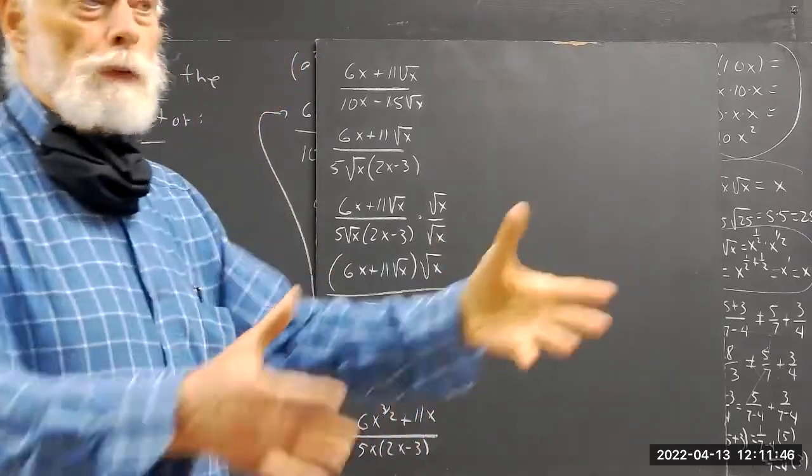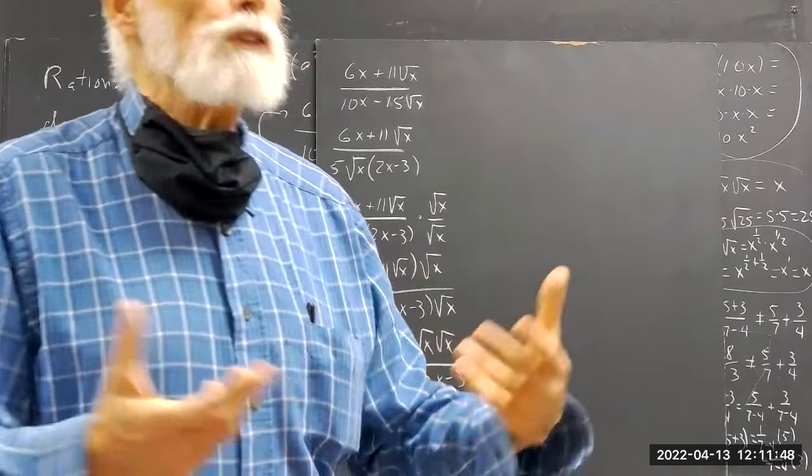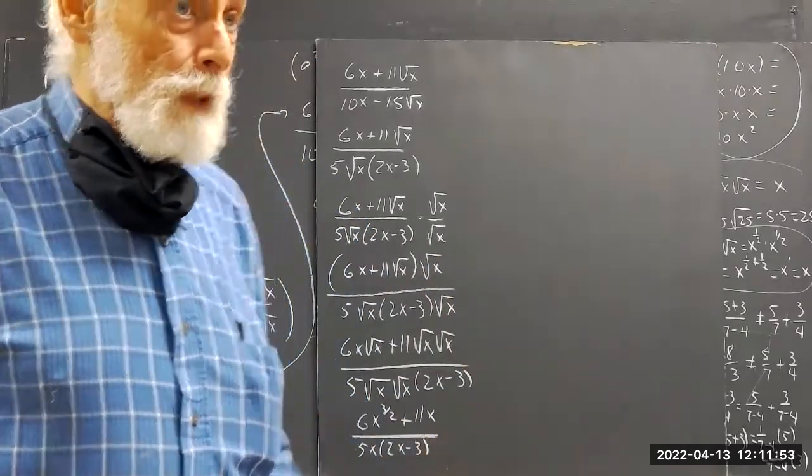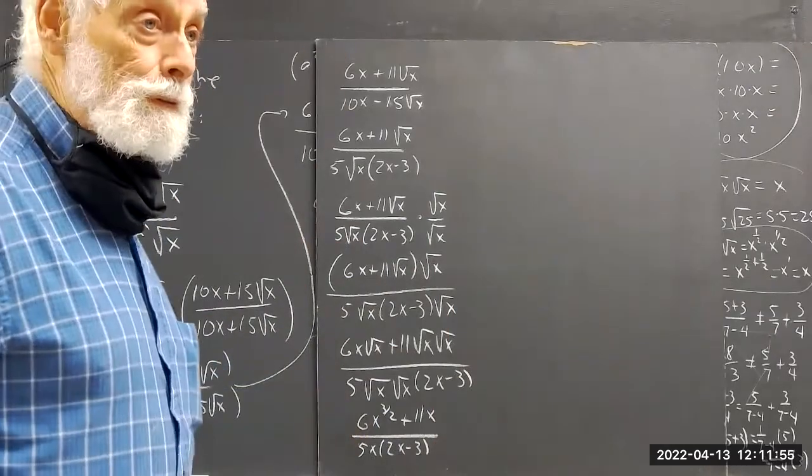So nothing wrong with that example. Its goal was different than the goal here, which was to rationalize the denominator. But it could have been rationalized like this.